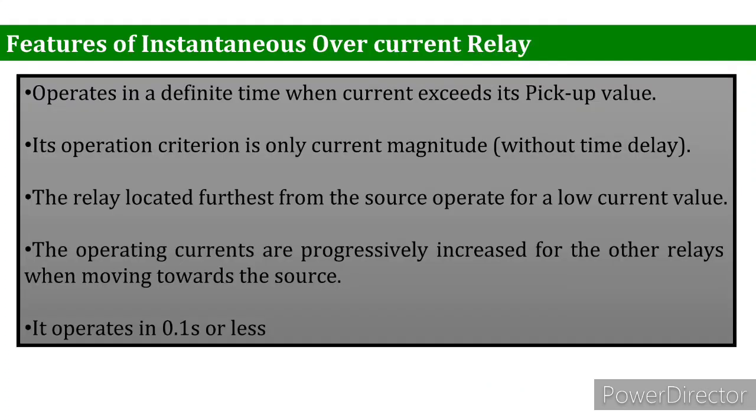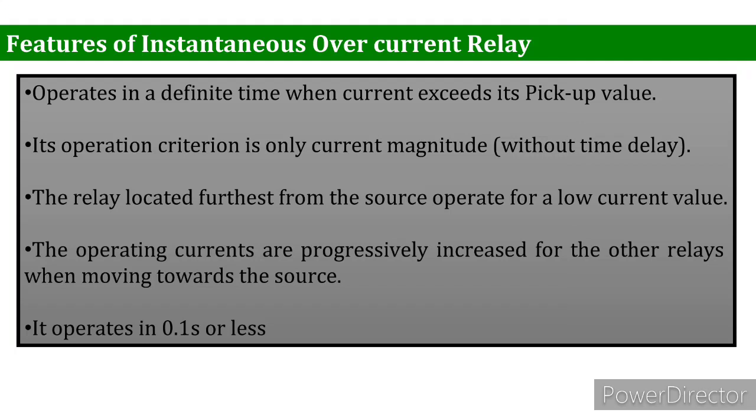If we talk about some major features of the instantaneous overcurrent relay, number one, it operates in a definite time when the current exceeds its pickup value. Its operation criterion is only the current magnitude, without time delay. There is no intentional time delay. Along with that, the coordination of the definite current relay is based on the fact that the fault current varies with the position of the fault because of the difference in the impedance between the fault and the source.